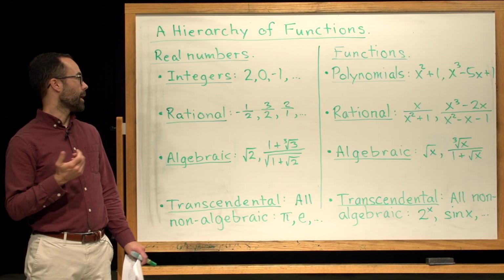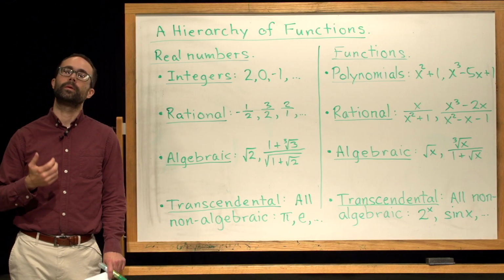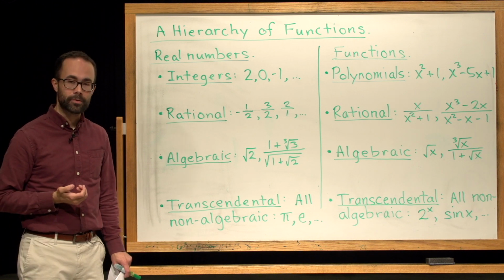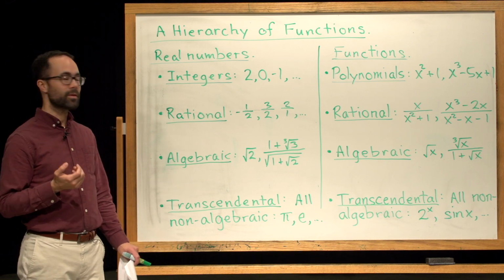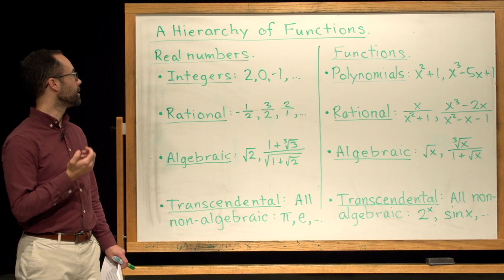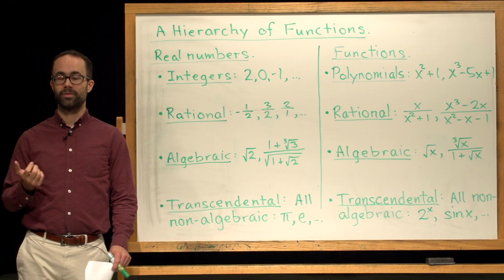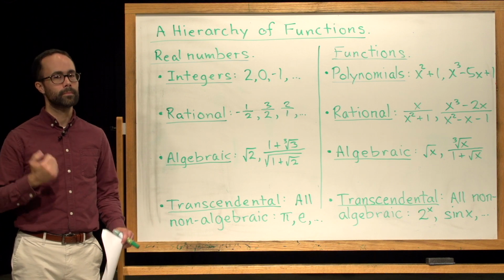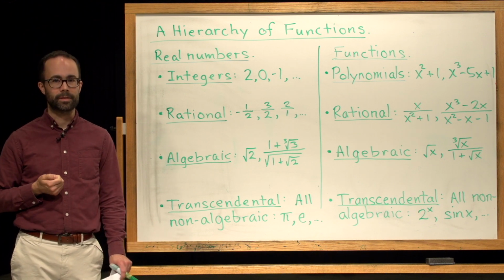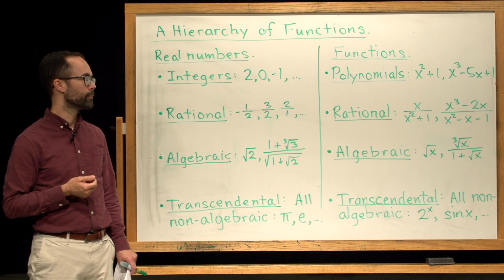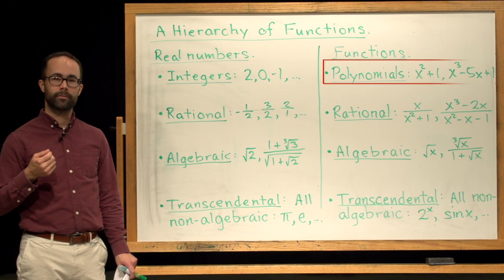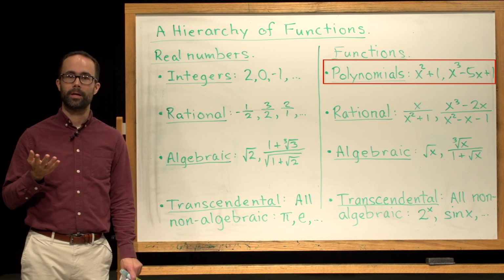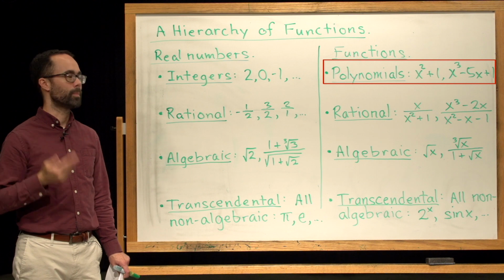So as we've worked with functions, we can make similar observations. And it turns out there's a nice analogy between the real numbers, those 4 kinds, and then the 4 kinds of functions. So let's go through the 4 kinds of functions, and we'll see how similar these categories are. So when we look at functions, the simplest kind in our list are polynomials.